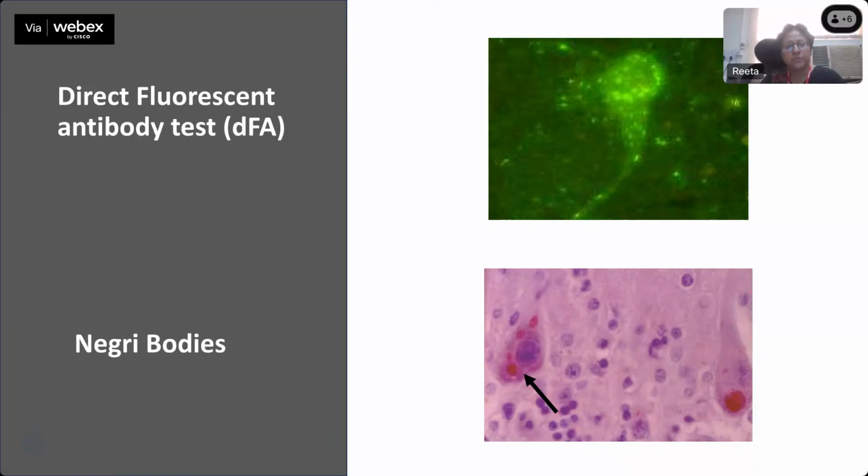The picture on the top shows the direct fluorescent antibody test, which is done by making an impression smear from a fresh brain tissue and staining it with antibodies to the rabies virus, either monoclonal or polyclonal antibodies, which are tagged to a fluorescent dye. So in this picture, you can see all the apple green particles. They represent the rabies virus as seen under a fluorescent microscope. The picture below shows the Negri bodies, the classical intracytoplasmic eosinophilic inclusions that you see on histopathology.